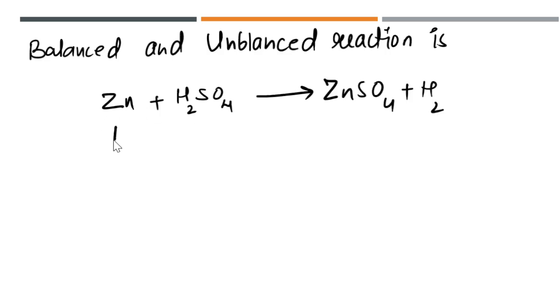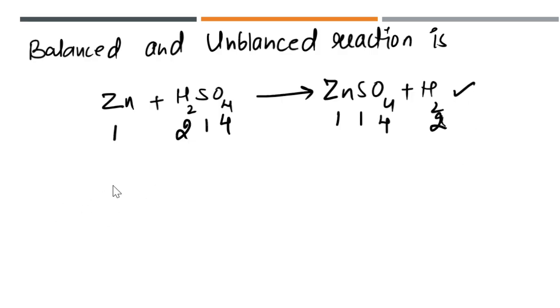So we have one zinc over here, we have two hydrogens, we have one sulfur, and we have four oxygens. Let's go on to the right hand side. We have one zinc, we have one sulfur, we have four oxygens, and we have two hydrogens. So you can see over here that the number of elements on both the sides, they are same. Therefore, this is going to be a balanced chemical reaction.